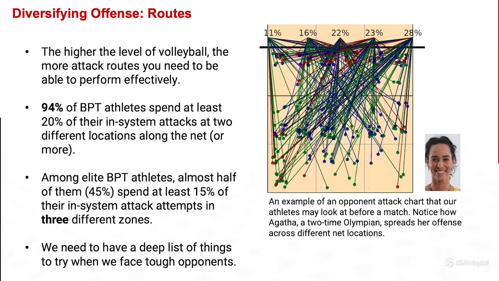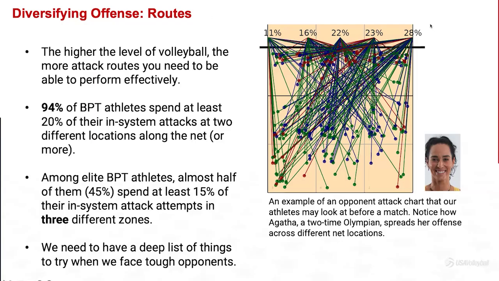The other big offensive topic is routes. The higher the level of volleyball, the more attack routes you'll need to be able to perform effectively, to be able to problem solve for all the different defenses you're going to see, and the intensity of the serving you're going to see. We know that 94% of beach pro tour athletes, Americans and internationals, spend at least 20% of their in-system attacks, meaning good pass attacks, at two different locations on the net. You can already see that in the chart up on the right side.